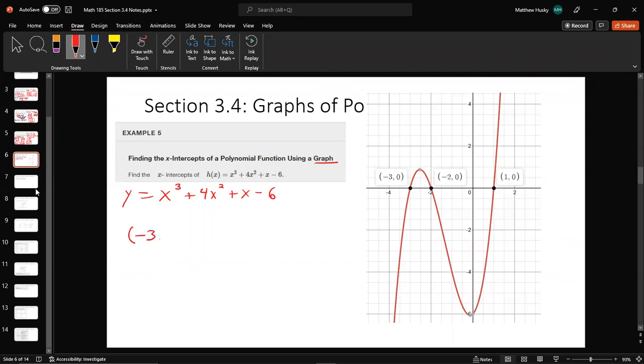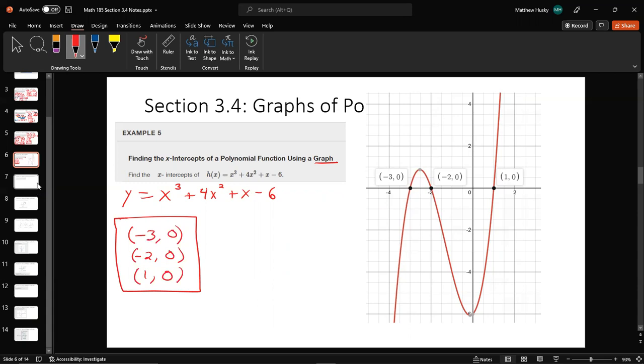So you've got negative 3, 0. You've got negative 2, 0. And you've got 1, 0. All right, there you go. Wasn't that easy? So there you have it. Those are the x-intercepts of that polynomial. And you can get a graph in front of you, and lo and behold, there they are. How about that?